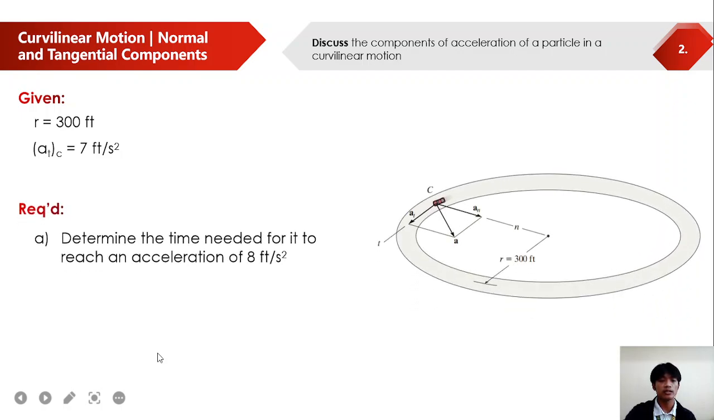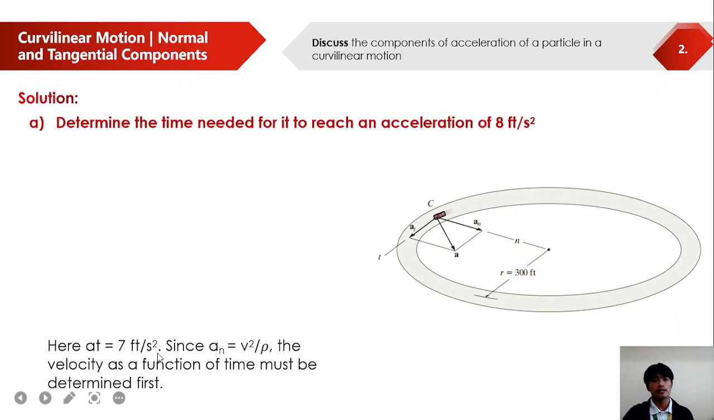Determine the time needed for a to reach an acceleration of 8 feet per second squared. This is the required. So what is the speed at this instant? So determine natin kung ano yung time na kailangan to solve for the acceleration rates to set from 7 to 8 feet per second squared.